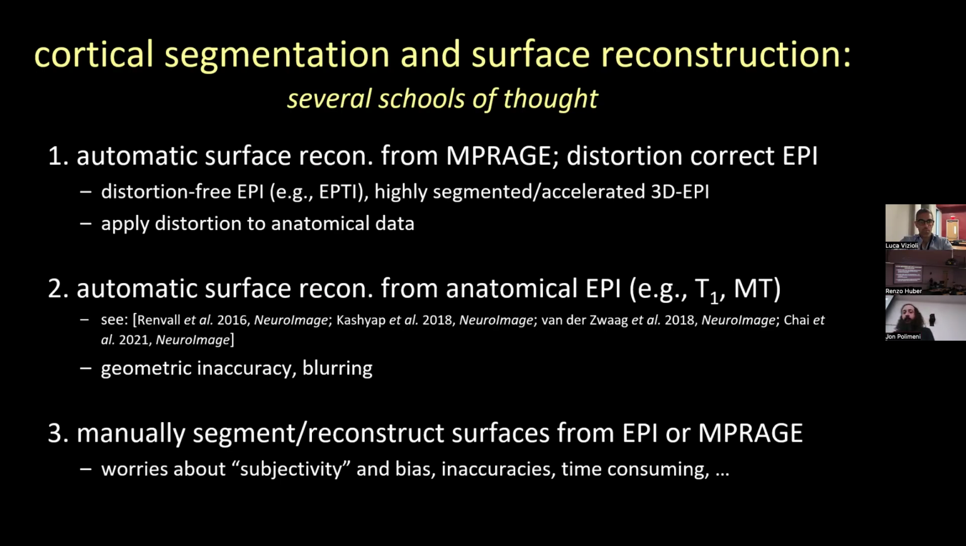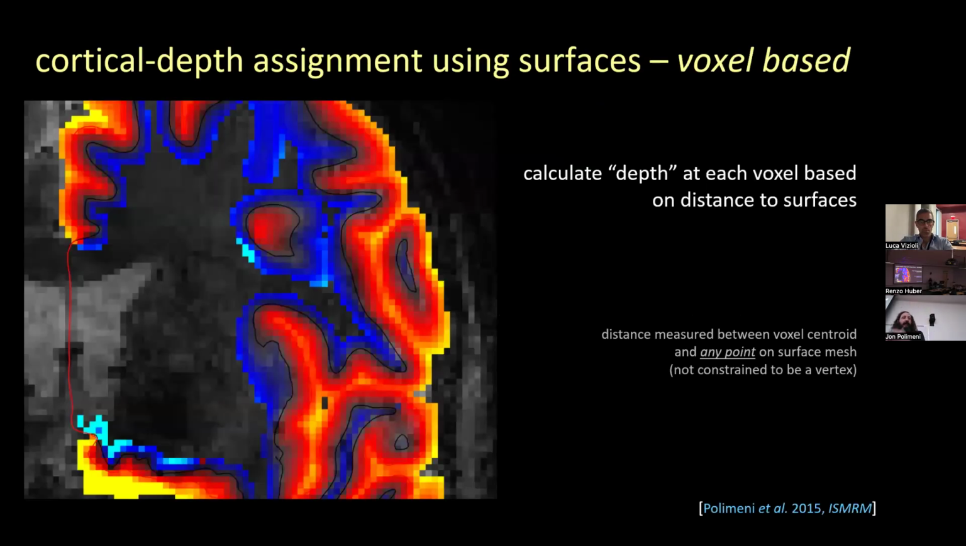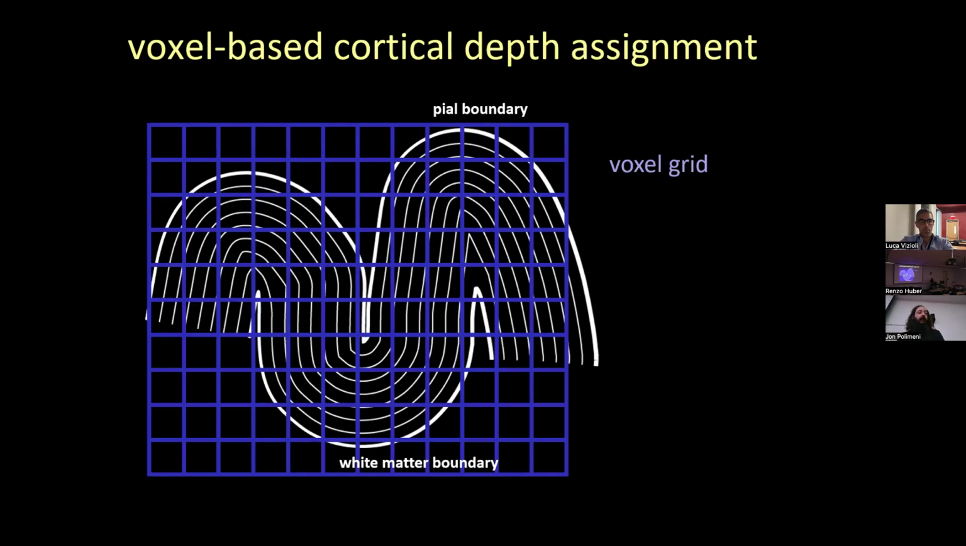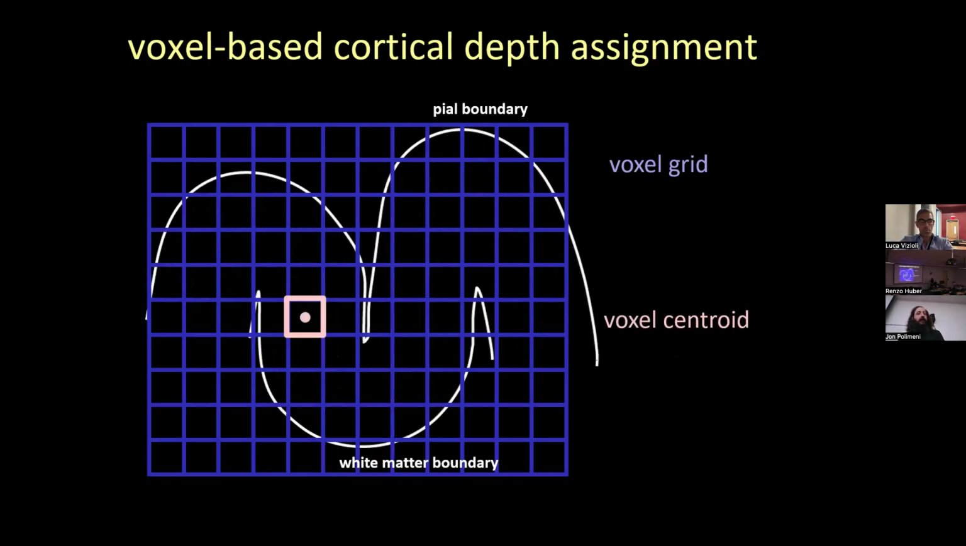Now, generally, we start with this cortical segmentation, and then we can define cortical depths for each of our fMRI voxels. Again, we're going to calculate a cortical depth at each fMRI voxel based on the distances to the surfaces that define the cortical boundaries. Here's how this voxel-based cortical depth assignment works. We start with a segmentation of the gray matter, a surface at the pial boundary, and a surface at the white matter boundary. If we consider our fMRI voxel grid, for any given voxel, we can calculate its centroid and then calculate the distance from the pial surface and the white matter surface to assign a depth to each of these voxels. So again, we're using surfaces, but assigning depth using this voxel-based approach.